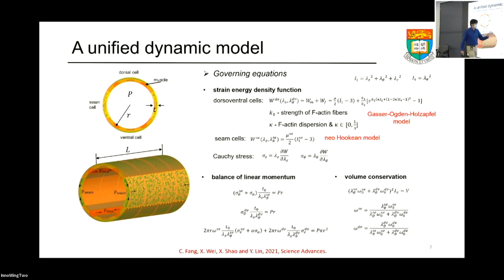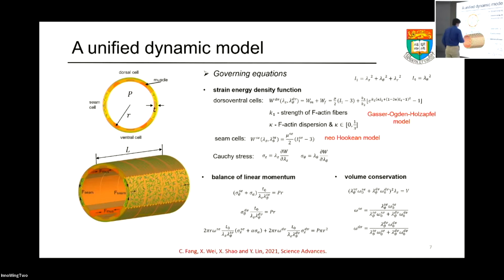Now, to describe that process, we need to write down some physical or mathematical description. I will not go into the details of this equation, just to tell you that in order to describe the deformation response of this material, we need to write down the elastic energy of the material due to the deformation. This is commonly used to describe the deformation of a rubber. Okay, now this is for the thin cell. For the dorsal and the ventral cell, we just need to add one more term, which describes the possible alignment of the actin fibers. This is just like a composite material. If we have a fiber inside that has a preferred alignment, then this term will take care of it. It has a very famous model, the GOH model.